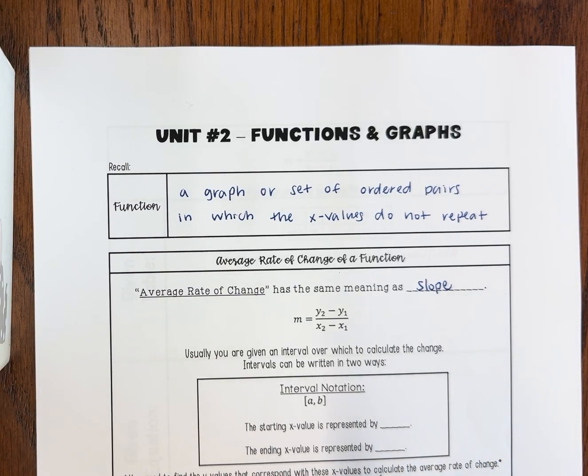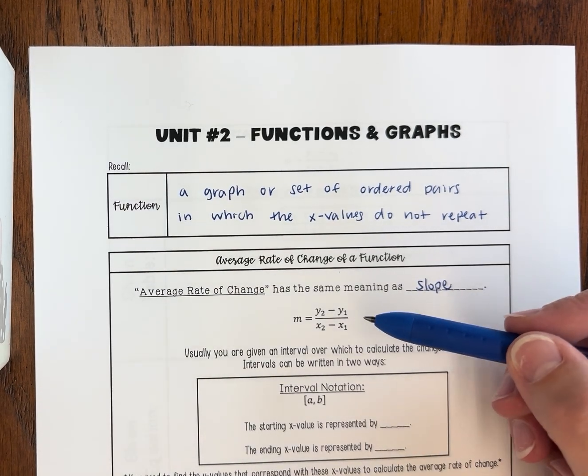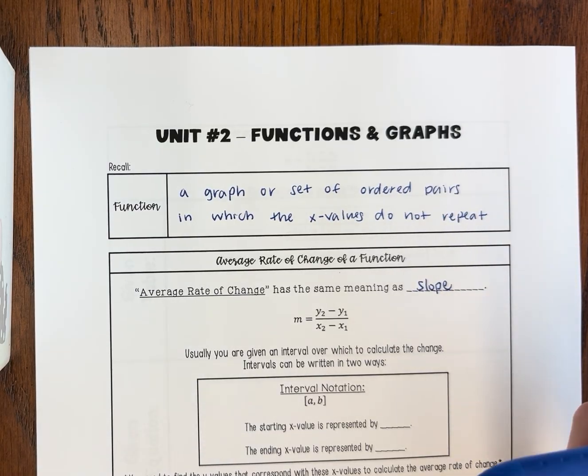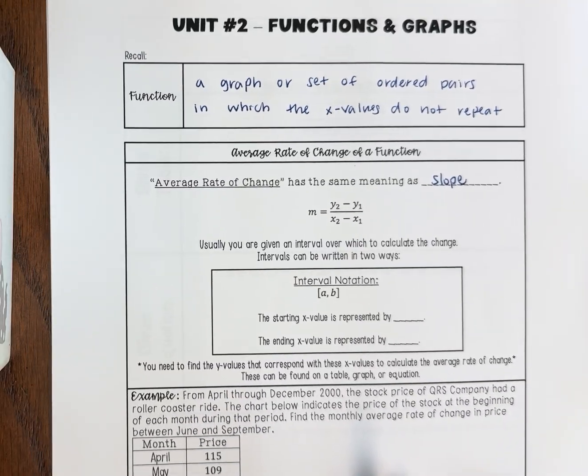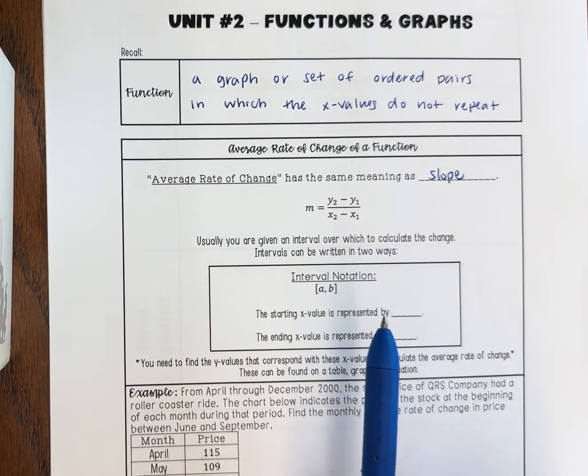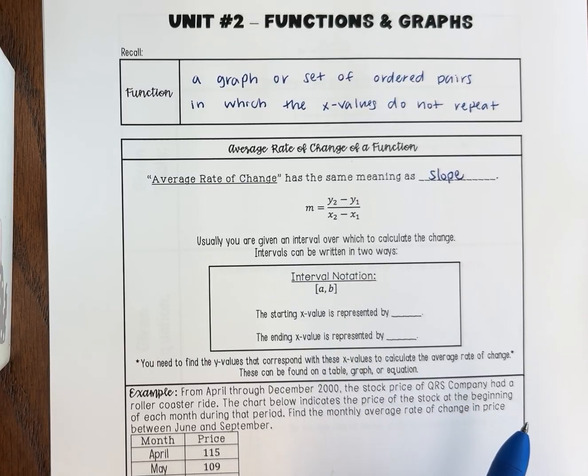The difference between last year and this year is you're going to be given 2 x values, then you'll have to find their corresponding y values and then calculate the slope. So that's really going to be it. You're going to have that added step of calculating the y values. Usually you're going to be given an interval, so the interval will tell you the x values.